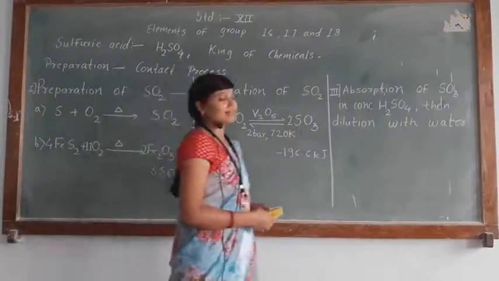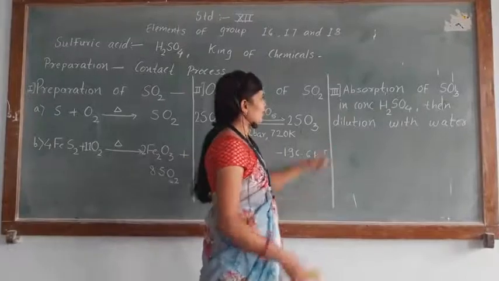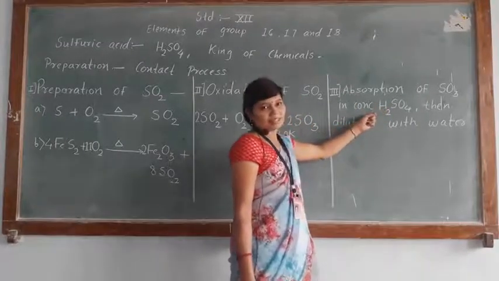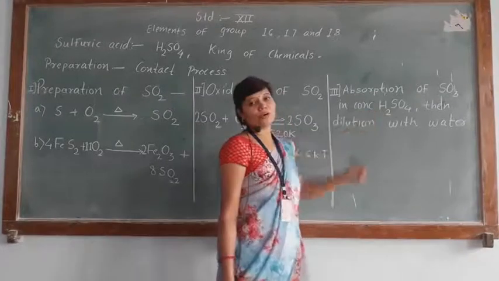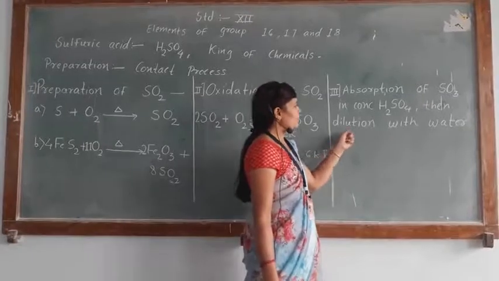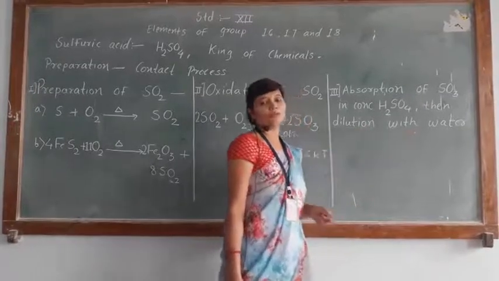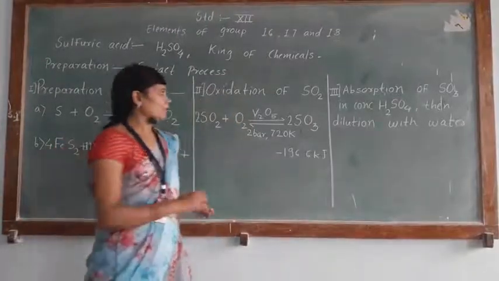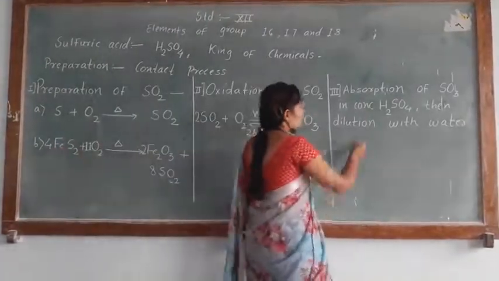Then the last step in this contact process is absorption of sulfur trioxide in concentrated sulfuric acid to form oleum, and further this oleum is diluted with water to form the concentrated sulfuric acid. Okay? We will see the reaction.